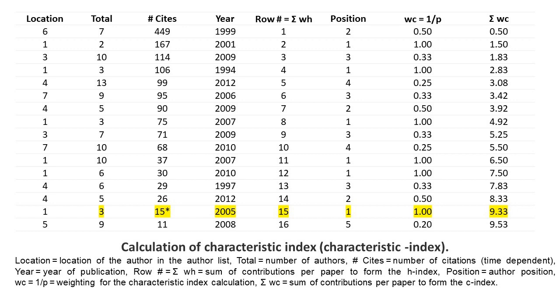So the last row contains 9.53, that is the cumulative weighted characteristic score. H index of this person is 15, because the 15th paper has received 15 citations. The 16th paper has not received 16 or more citations. So his H index is only 15. But what about his characteristic index? It is 9.33. So 9.33 is the characteristic index, or sometimes it is also called C index.